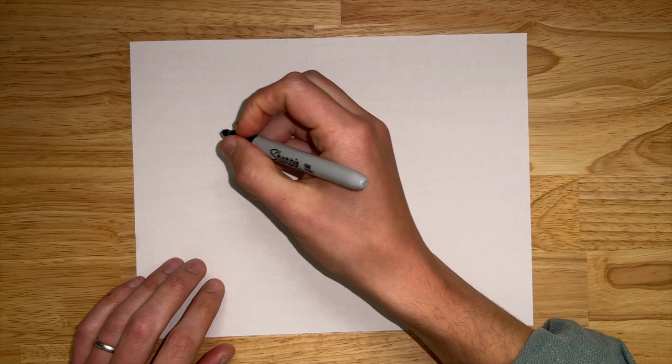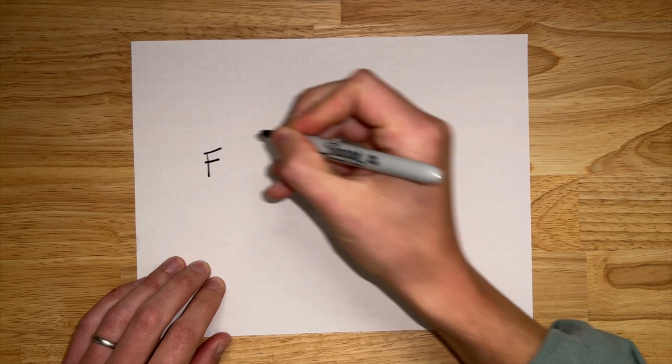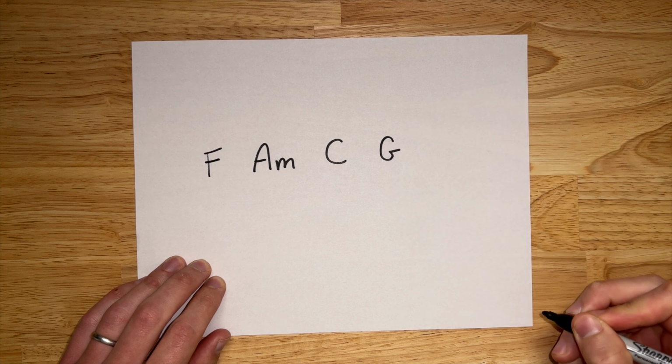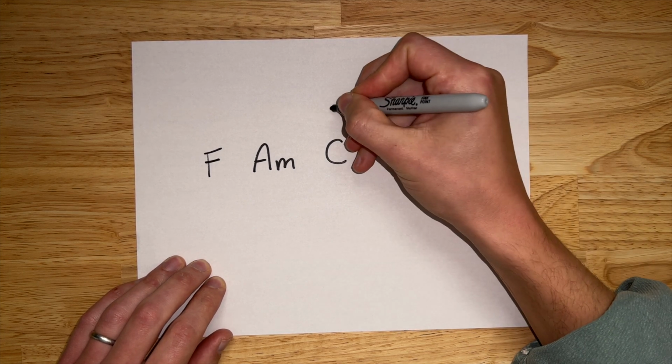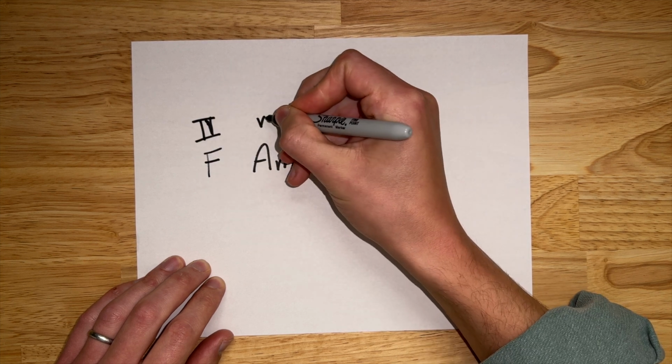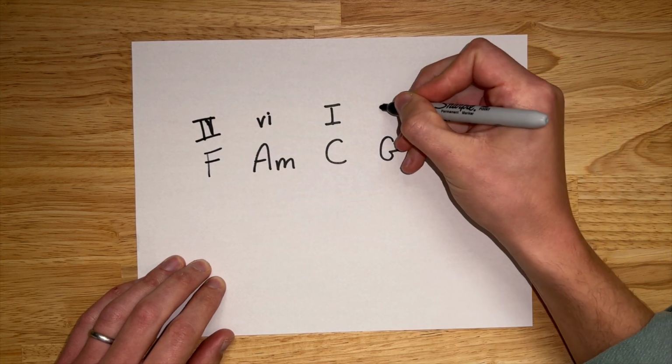So I'm gonna do the same thing in the song I'm writing. Maybe I'll throw in that 2 chord there and see how it goes. So in case you forgot, the song that I'm writing has the chord progression F major, A minor, C major, and G major. Again, we're in the key of C, so C is the 1 chord, F is the 4 chord, A minor is the 6 chord, and G is the 5 chord.